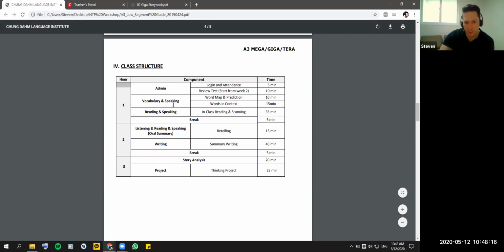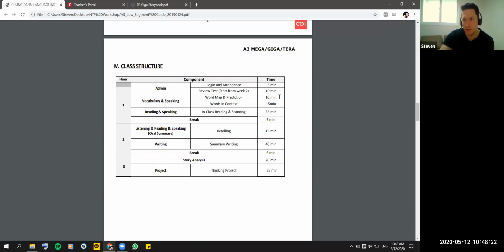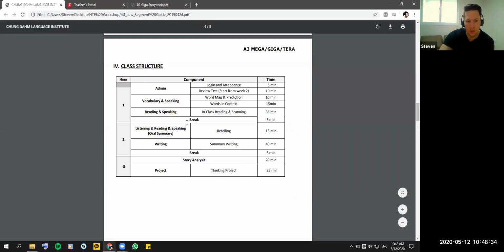Vocabulary and speaking. Okay, the word map and prediction. This says 10 minutes. I would shoot to get this done in 5. You can get through that page pretty quickly. That's a good way to save some time. And then jump into words in context. They say 15 minutes here, 15 to 20 usually is what it takes me. We're going to look at these pages individually as well.